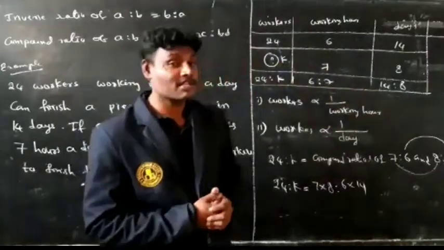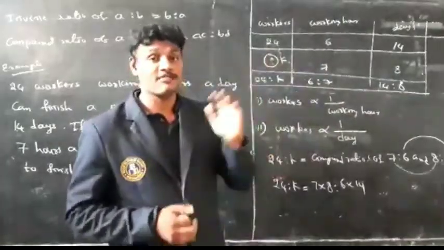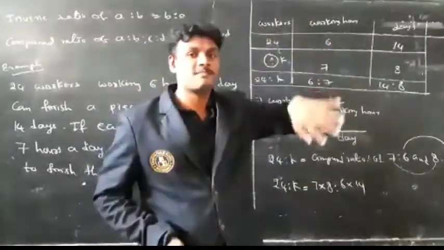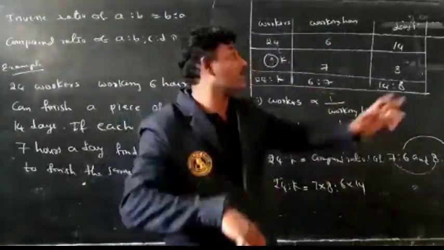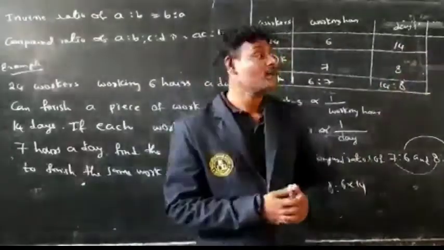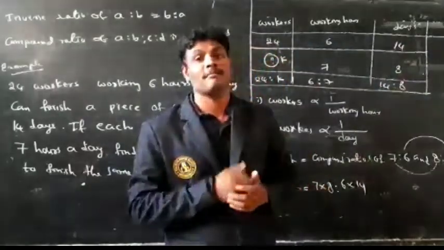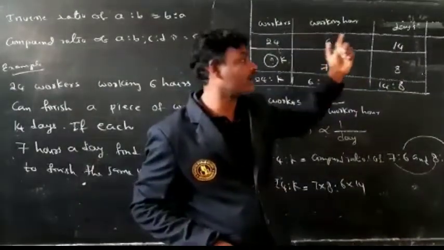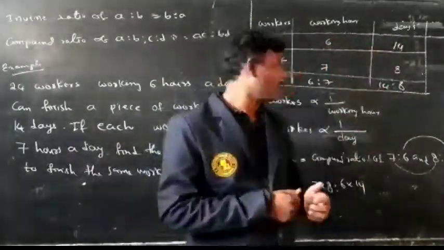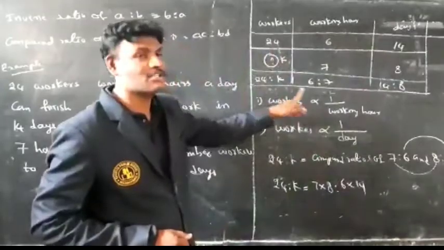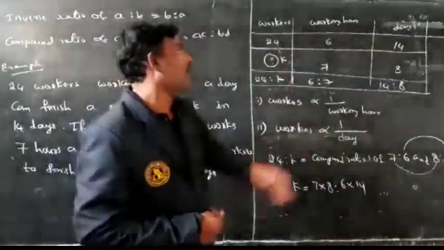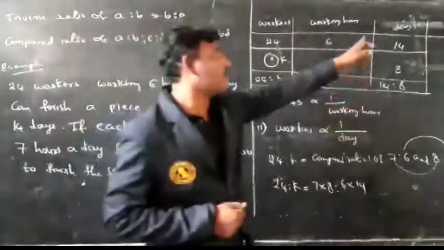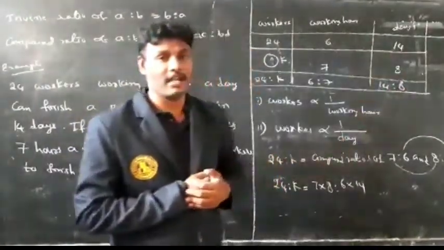Okay, see here, what is the question? In the first case, 24 workers are working 6 hours per day and completing the work in 14 days. How many workers, working 7 hours per day, can complete the work in 8 days? See, the ratio of the workers is 24 is to K, the ratio of the working hours is 6 is to 7, and the ratio of the completing days is 14 is to 8.